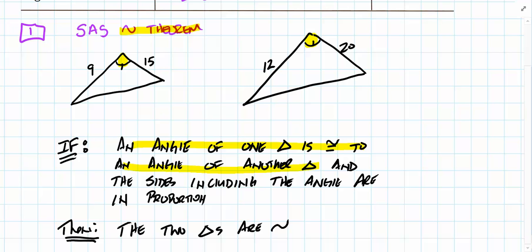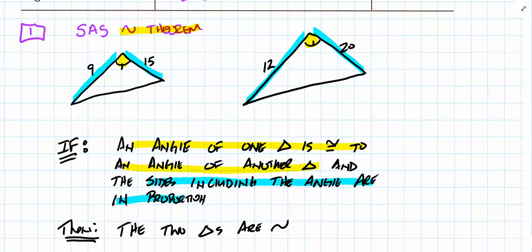And the sides including the angle are in proportion. So this side is in proportion with this side, and this side is in proportion with this side. If the two sides that include the angle are in proportion, that's what that means here, the sides including the angle are in proportion, then we have enough to say that the two triangles are similar by the side-angle-side theorem.